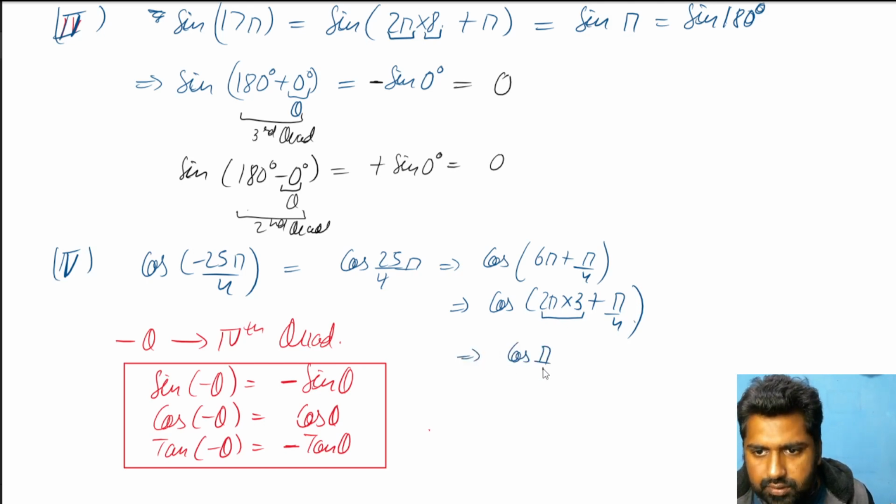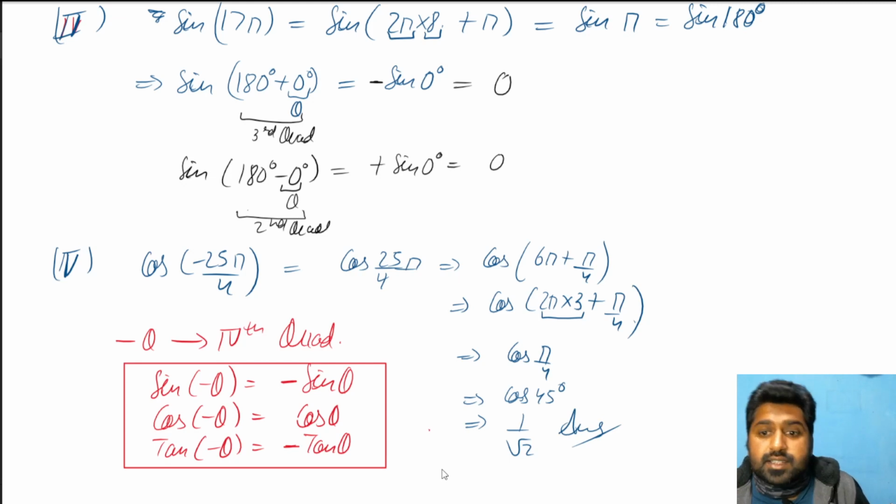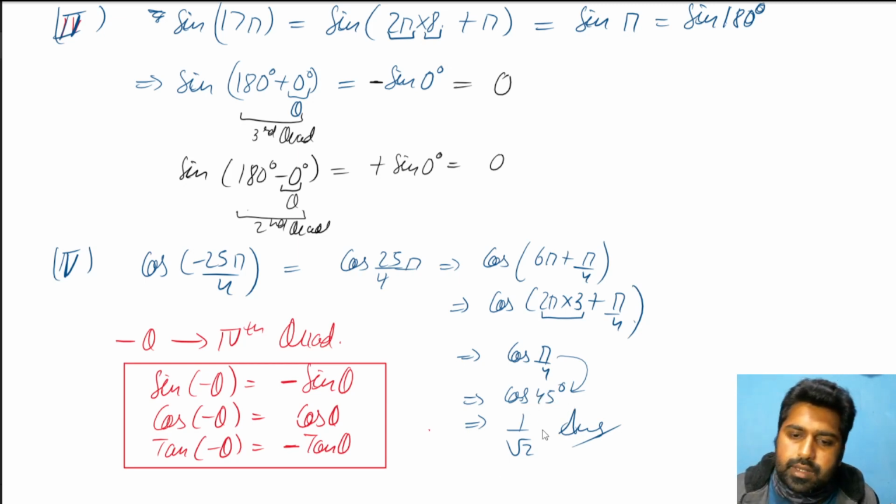Cos π/4. What is cos π/4? π/4 is actually 45 degrees. So if you remember this, you don't have to write the step. You can directly say cos 45, that is 1/√2. That's your answer. That's the benefit of learning the standard angles. You don't have to write this step or imagine this step. π/4, 45, 1/√2.